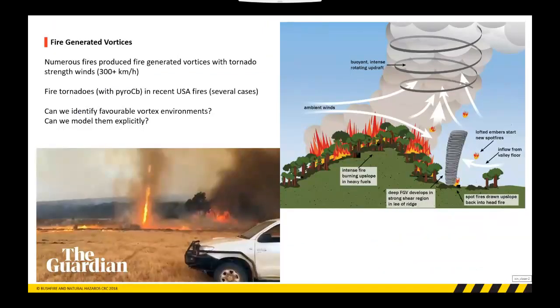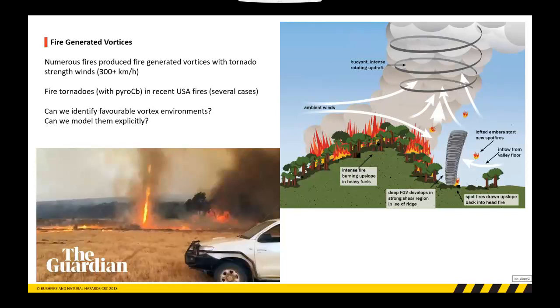One of the other things we want to look at from last season is fire-generated vortices. Now, fire whirls happen all the time on fires, but what we saw last season, not just in Australia but also in the United States, was several fire-generated vortices or fire whirls or fire tornadoes, where there were tornado strength winds, more than 300 kilometres an hour.